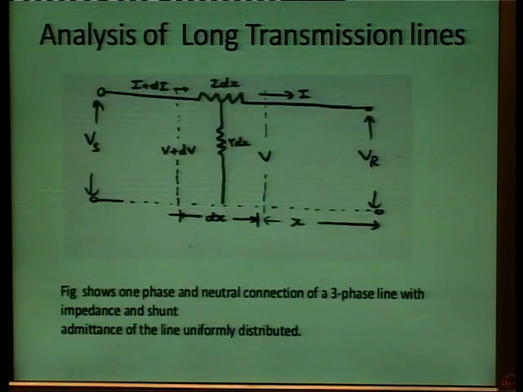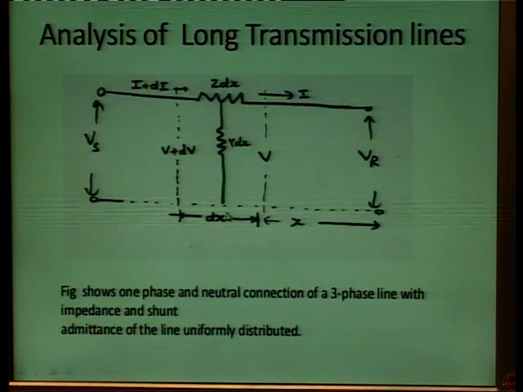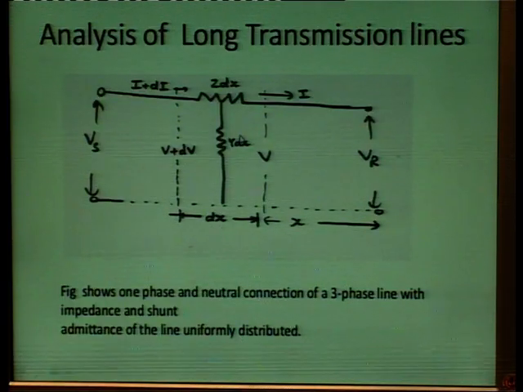Now, for the analysis of a long transmission line, let's say we have a line with two ports, the sending end port and the receiving end port. Over the entire length of the line we consider a small length element dx, which is at a distance x from the receiving end. Small z is the impedance per unit length of the line and y is the admittance per unit length, so for the length dx, z dx will be the series element and y dx will be the shunt element.